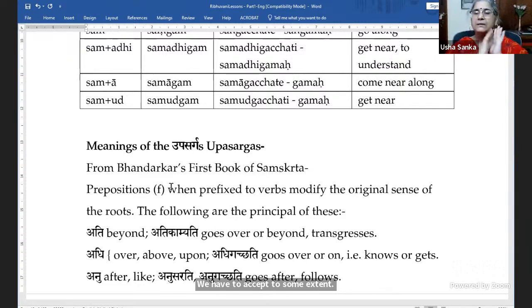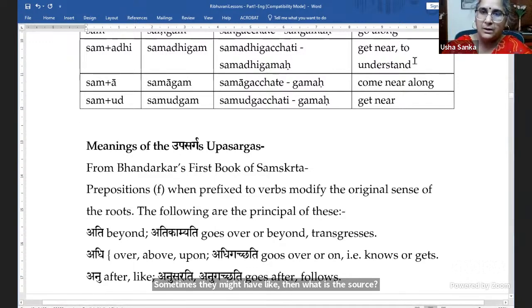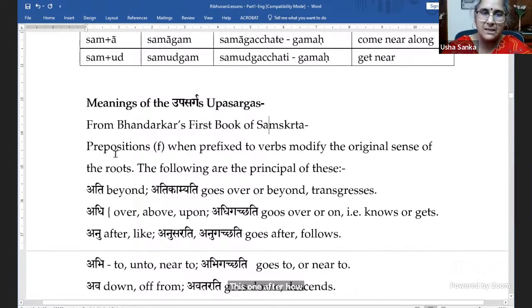To some extent, the upasargas have some meaning. Sometimes they might apply. Then what is the source? How do we decide? After this I will give you a small guide on how to go for the upasarga meanings, we will see.